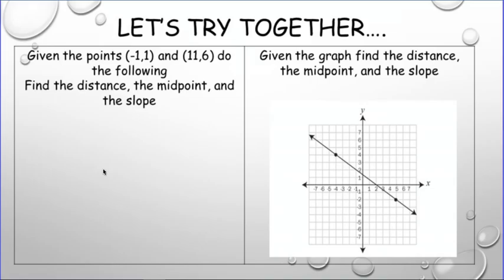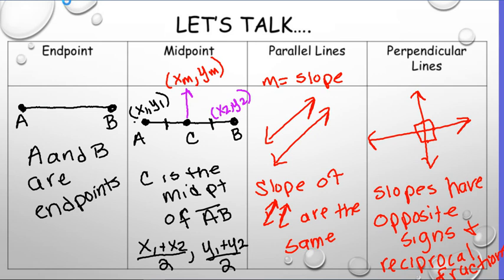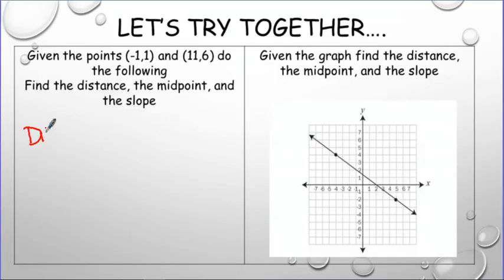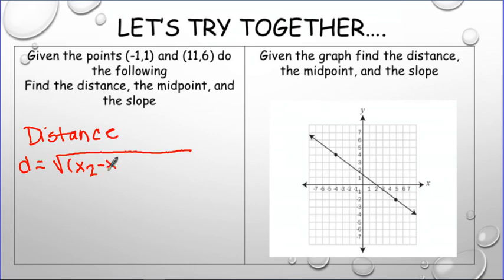So let's get into an example. It says, given the points (-1, 1) and (11, 6), do the following. Find the distance, the midpoint, and the slope. Okay, so if we find the distance, I have these 2 points and I want to find the distance of them. So I'll go ahead and label. To get the distance, there is a formula on your formula sheet where it says distance equals the square root of x2 minus x1 all squared plus y2 minus y1 all squared. Alright, so that is your distance formula.